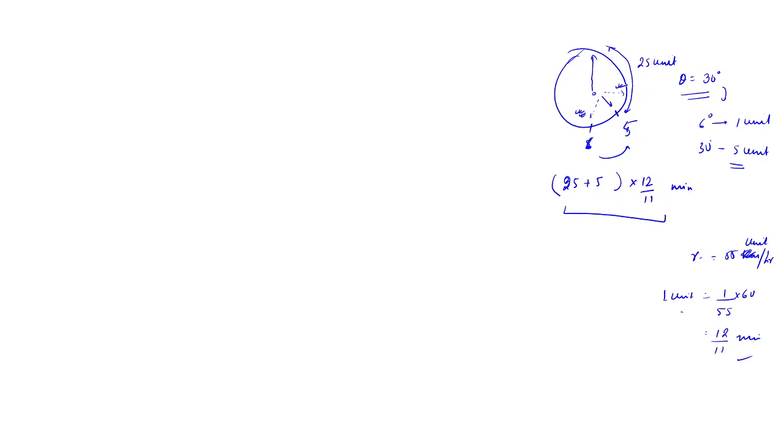Now for the case wherein the minute hand is before the hour hand, it will be nothing but 25 minus 5. So the minute hand will have to travel 25 minus 5 to reach here at a relative speed of 55 units per hour, so that it takes 12 by 11 minutes to cover 1 unit. To cover 25 minus 5 units, it will take 25 minus 5 into 12 by 11. So these are the two cases, and that is what we had written here: 25 plus minus 5 into 12 by 11.